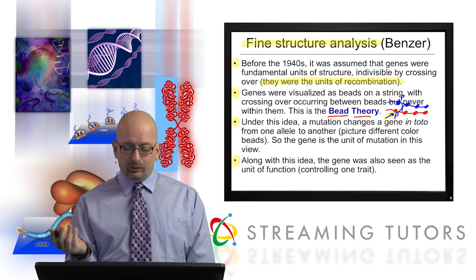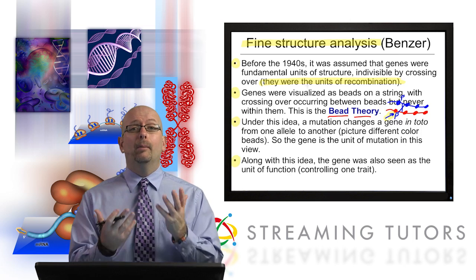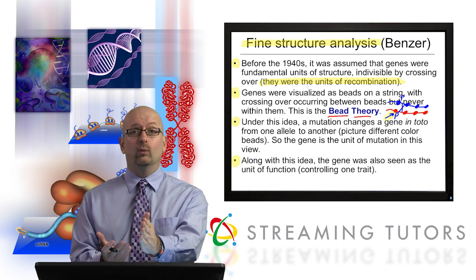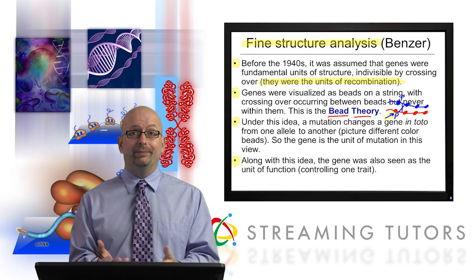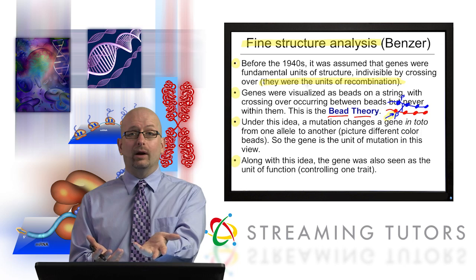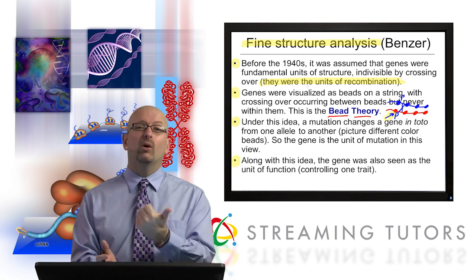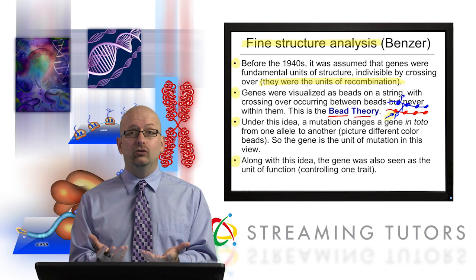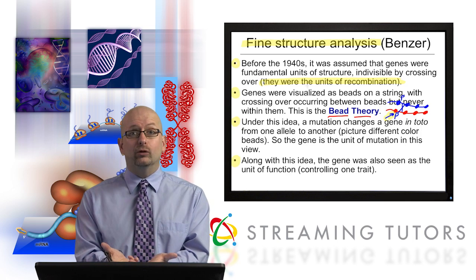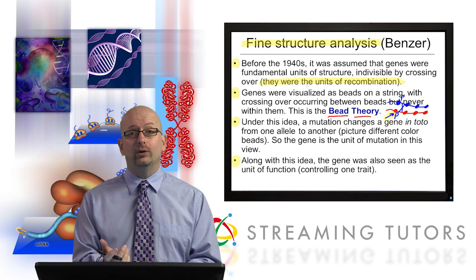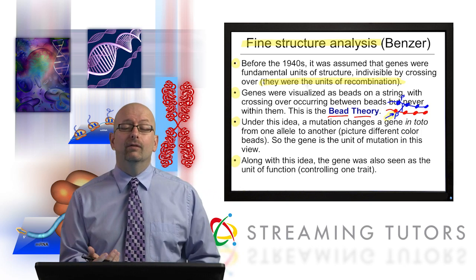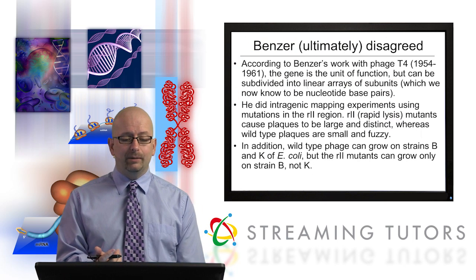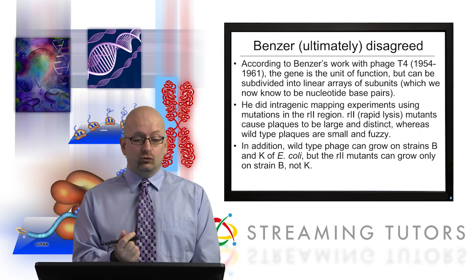Along with this idea, the gene was also seen as the unit of function, but early on that could just mean controlling one trait. Even Mendel could have said that, right? Whatever this gene is, it controls flower color. That's not altogether wrong, but we saw in the last lecture that the functional activity of the gene seemed to be that it was responsible for making some kind of single protein that then affected the function or phenotype of an organism. Okay? So we're starting with this idea. Benzer is starting with this beads on a string idea.